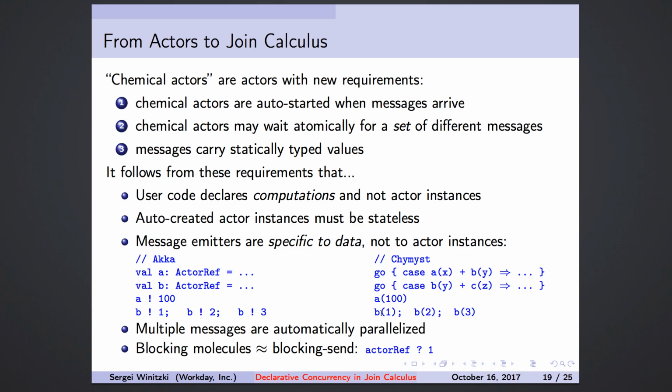So it becomes much more declarative. So I have multiple messages that will be automatically parallelized. If I emit here B1, B2, B3, and if B could be consumed in multiple actors, they all start automatically. So my parallelization becomes automatic. And I need to create a blocking emitter because I have this blocking send construction. But this is, like I said, a detail that does not actually change the way we program.